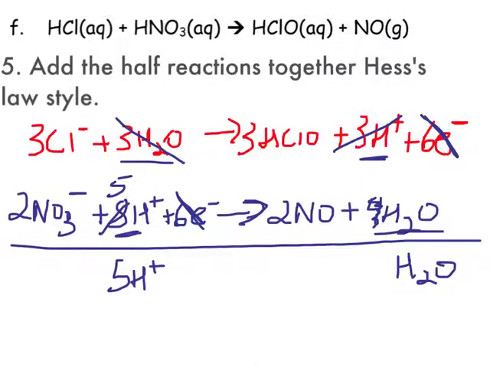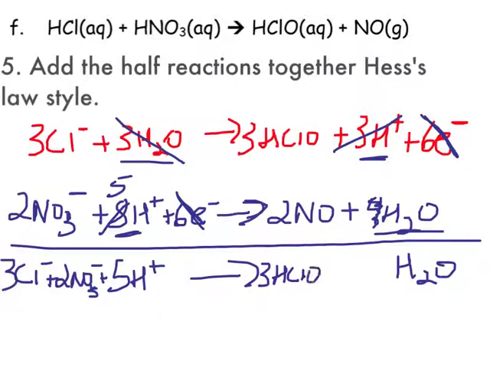Nothing else really cancels out, so I'm just going to go ahead and put everything in here that I have. So I'm going to have 3Cl minus plus 2NO3 minus plus 5H plus yields 3HClO plus 2NO plus H2O. And there we have it. There's our balanced redox reaction.